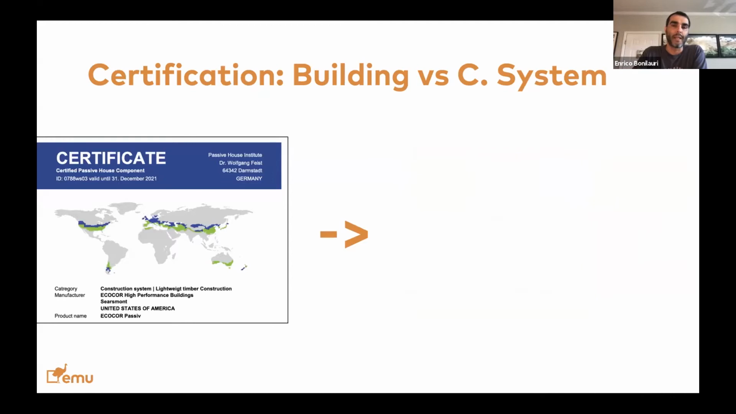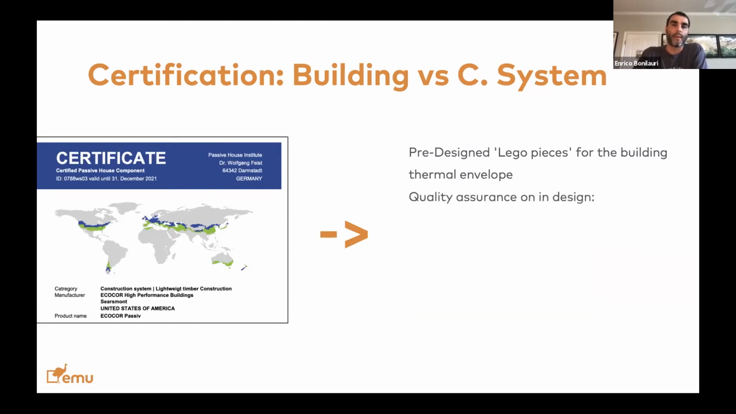So what the certificate gets you is a list of the pieces of the Lego, and their performance, that the designers and architects can assemble in their design, and the quality assurance that comes with it. We have quality assurance in terms of performance. A third party actually certifies the R values and the U values of the construction system.